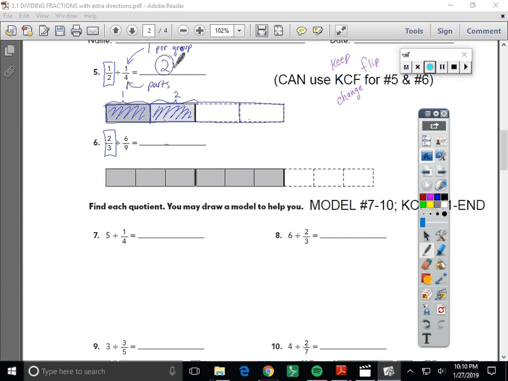Now this model I think is more challenging because again, you're working with 2 fractions. There's no whole number to start. So the students have also learned this KCF approach. If my original problem said 1/2 divided by 1/4, I could keep, change, flip to also get there. If I take this 1/2 and keep it, it's going to look the same. If I change my division, I change it to its opposite, which is multiplication. And the last thing it says is to flip, or show us the reciprocal is what it would be called.